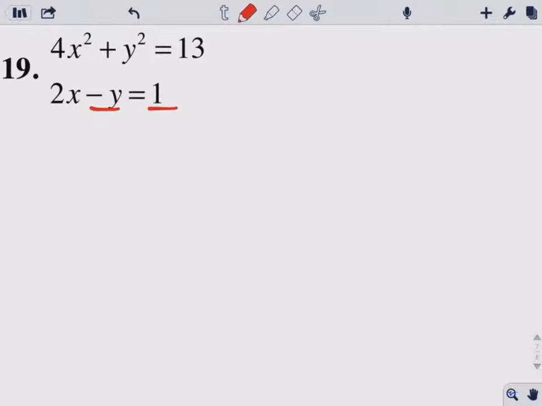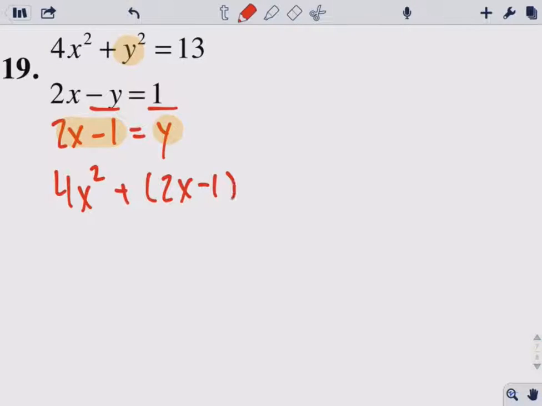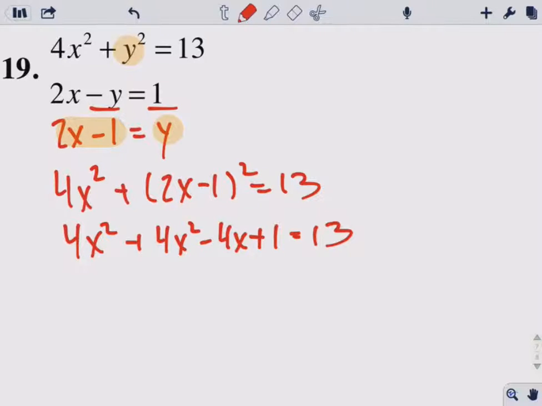I'm going to get y by itself here by switching those. So I'll get 2x minus 1 is equal to y. Then I can take this information here, that's y, there's y, so I can plug that in for it. And so that gives me 4x squared plus (2x minus 1) squared equals 13. 4x squared plus 4x squared minus 4x plus 1 is equal to 13. So getting everything on the same side, I get 8x squared minus 4x minus 12 is equal to 0.